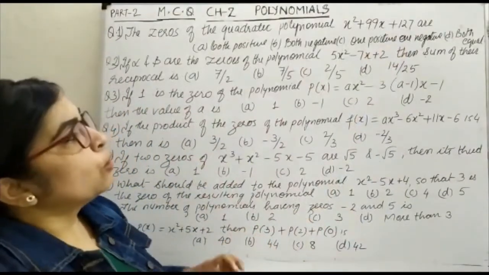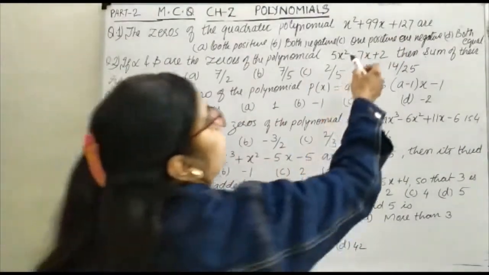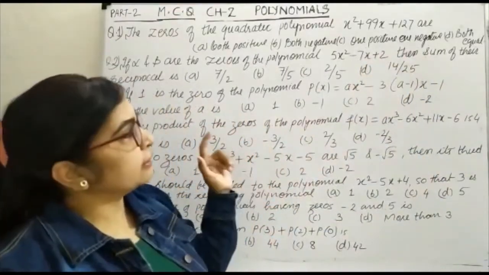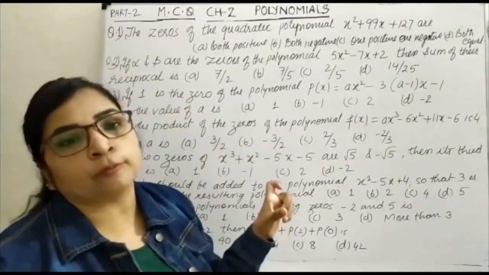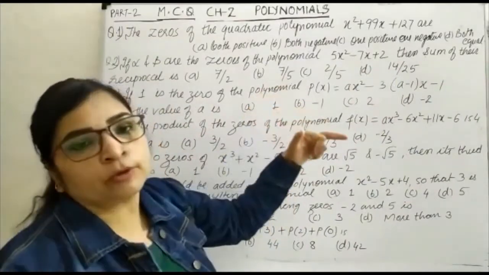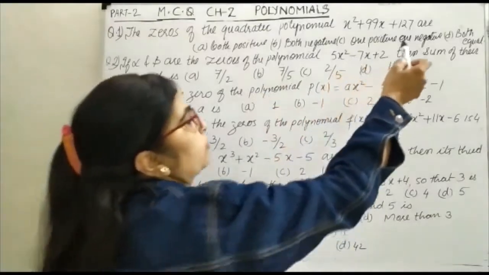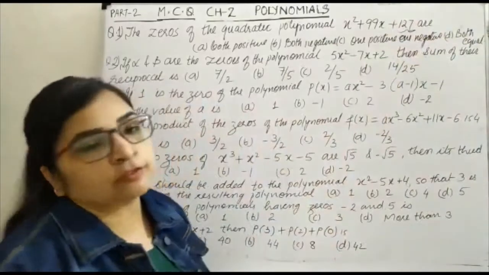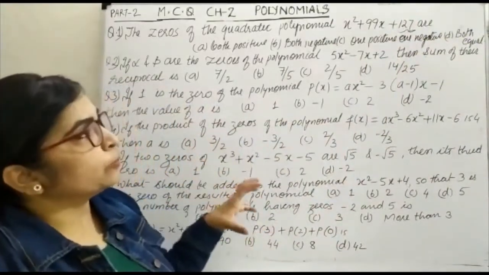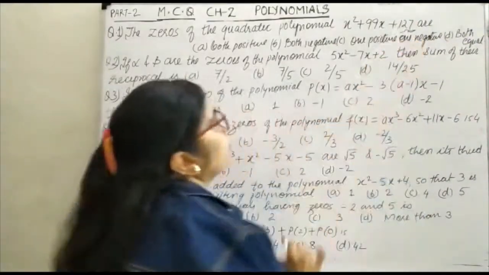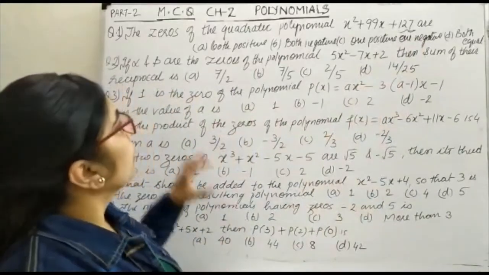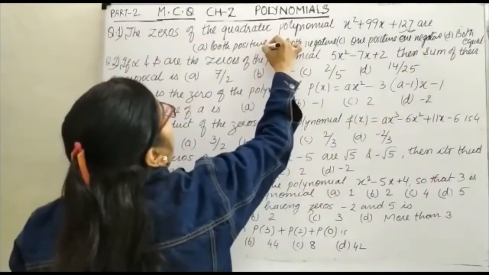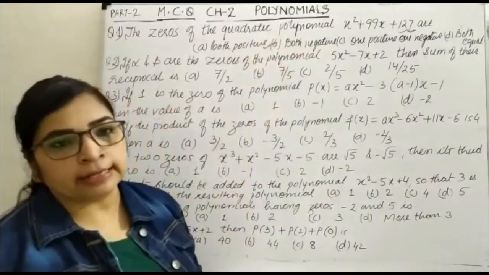One positive, one negative, this option will not be satisfied, because if one is positive, that value will not give you the whole polynomial 0, and a negative value can only give you. And the last option, both equal, it cannot be equal because here the c term is an odd number. In order to be equal, this number should be a perfect square. So out of these 4 options, the correct option is both will be negative.